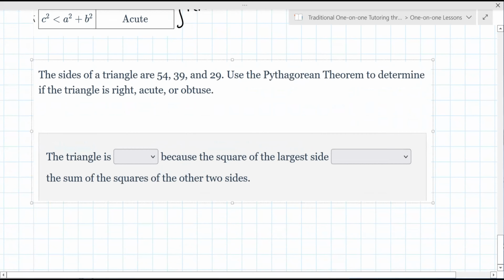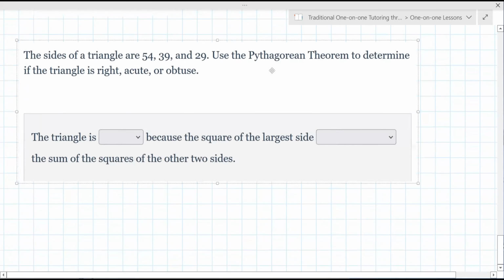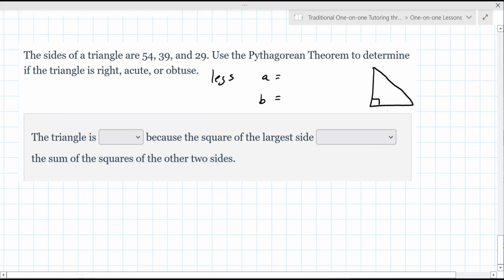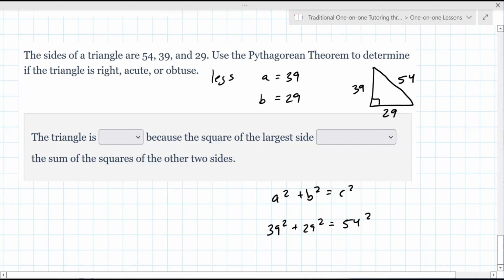Okay, so it says here are the three sides of a triangle. They're 54, 39, and 29. So which two are the legs of the triangle? Which are A and B? Which are the two shorter sides? Jasmine, 39, 29. Yes, 39 and 29. The order doesn't matter. You could make A 39 and B 29. It really doesn't matter. The hypotenuse is always the largest side. So what I'd like you to do is do the A squared plus B squared equals C squared. Determine if 39 squared plus 29 squared equals 54 squared.